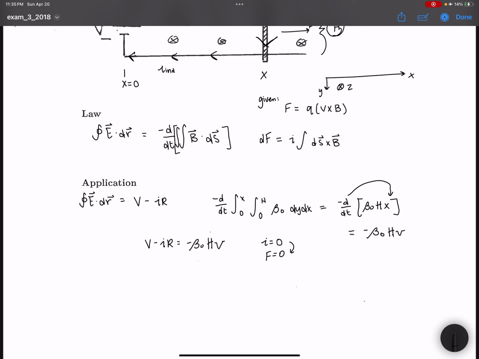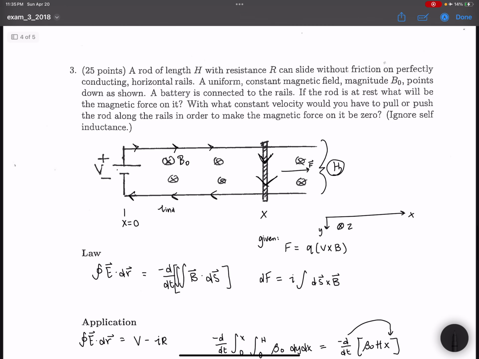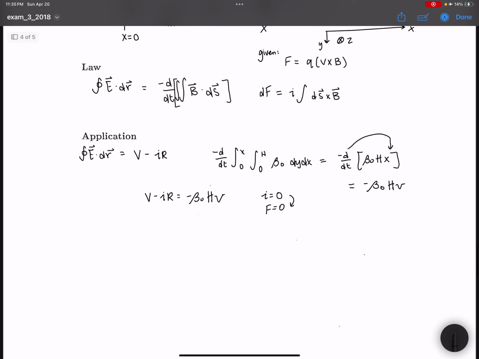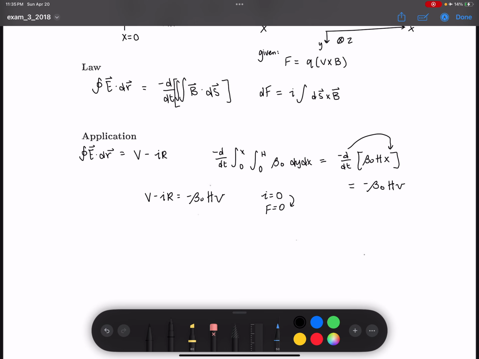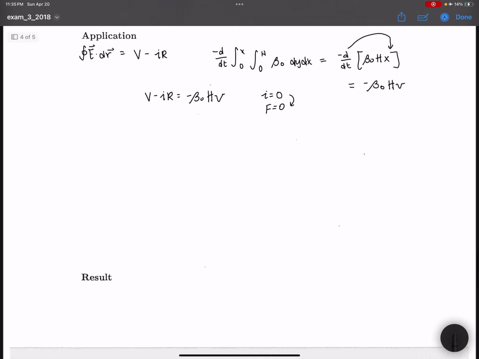So part A is asking for the force on the object. If the rod is at rest, what will be the magnetic force on it? So there's no current? Oh, never mind. This question's a little weird. You might not necessarily need Faraday's laws so much for this. You do for the second part, but it's good to get all this out.